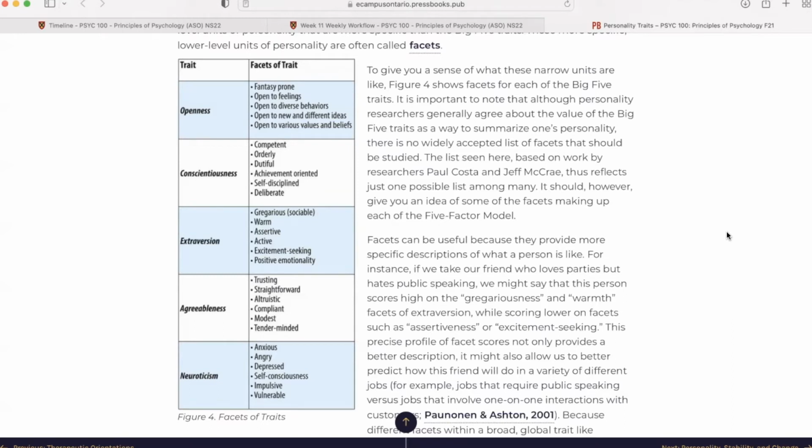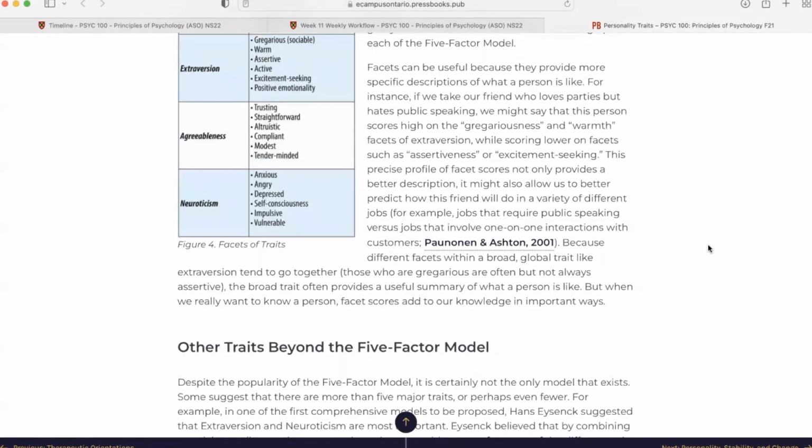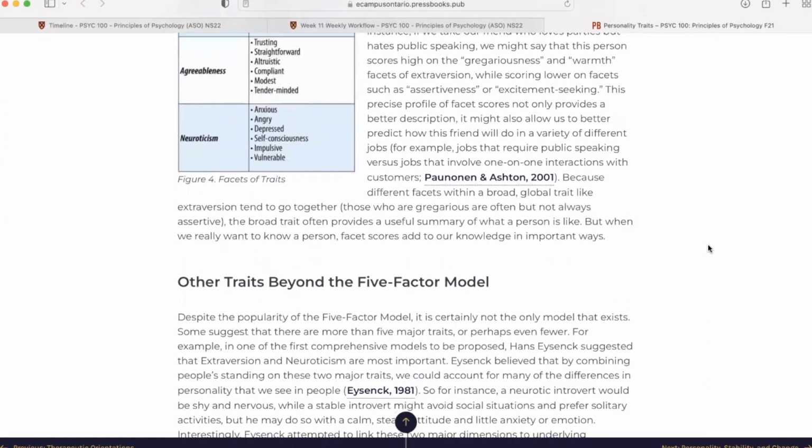And that's interesting. Facets can be useful because they provide more specific descriptions of what a person is like. For instance, if we take our friend who loves parties but hates public speaking, we might say that this person scores high on the gregariousness and warmth facets of extroversion, while scoring lower on facets such as assertiveness or excitement seeking. This precise profile of facet scores not only provides a better description, it might also allow us to better predict how this friend will do in a variety of different jobs. For example, jobs that require public speaking versus jobs that involve one on one interactions with customers.